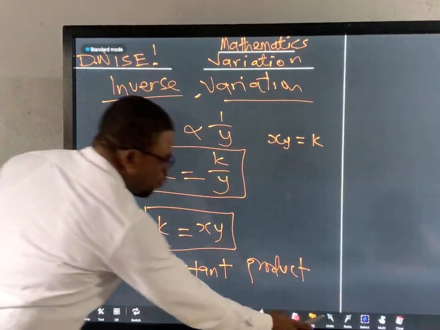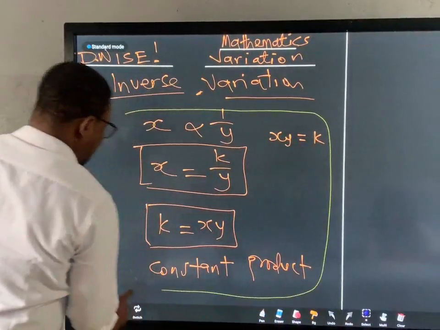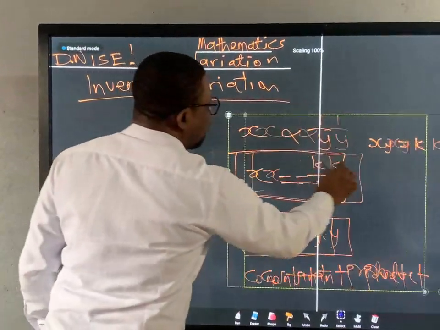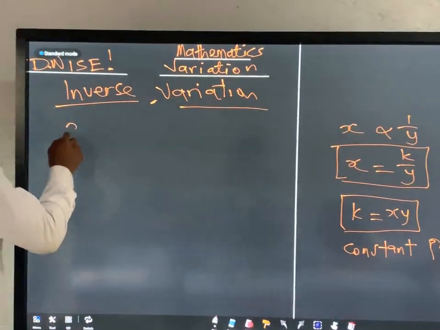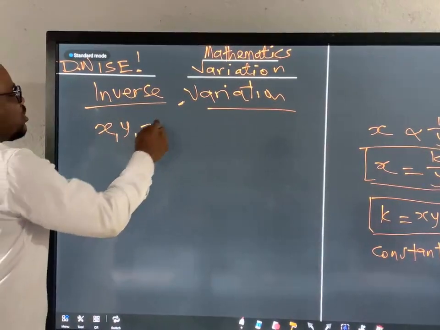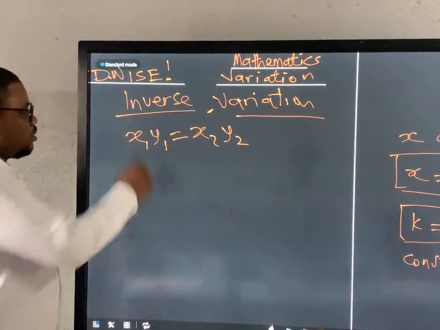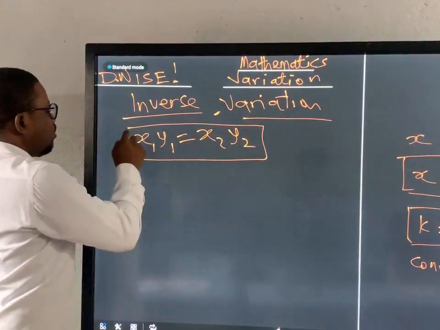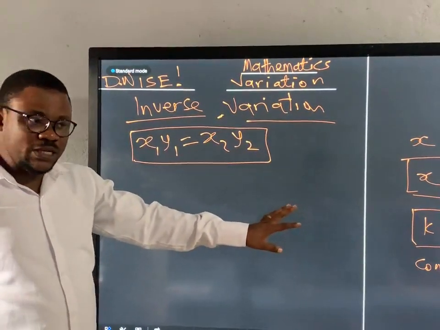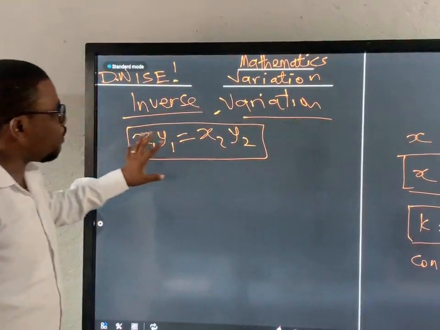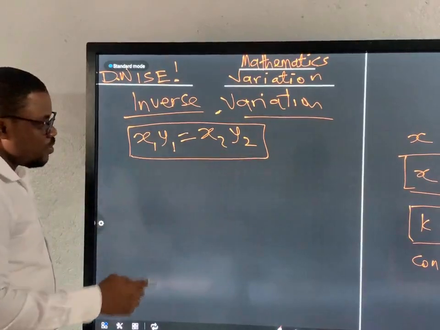So if I want to redo this, since I have a constant product, it means that I will have x1 times y1 equal to x2 times y2. Do you get what I'm saying? That is if I don't need the value of k. If I'm not looking for k, this will help me to do my stuff quickly. Do you get it?